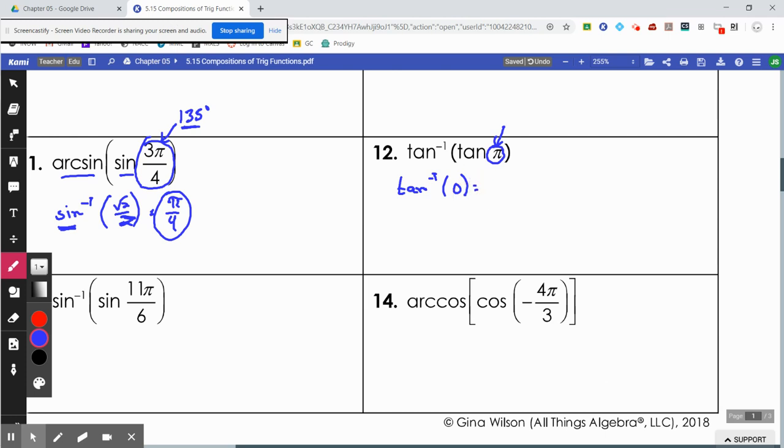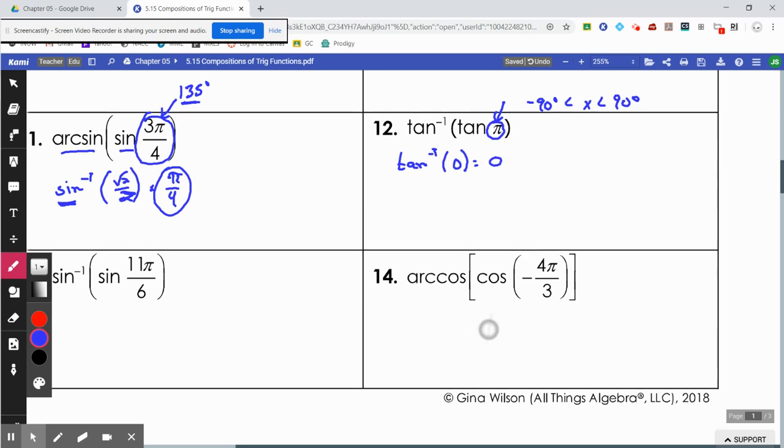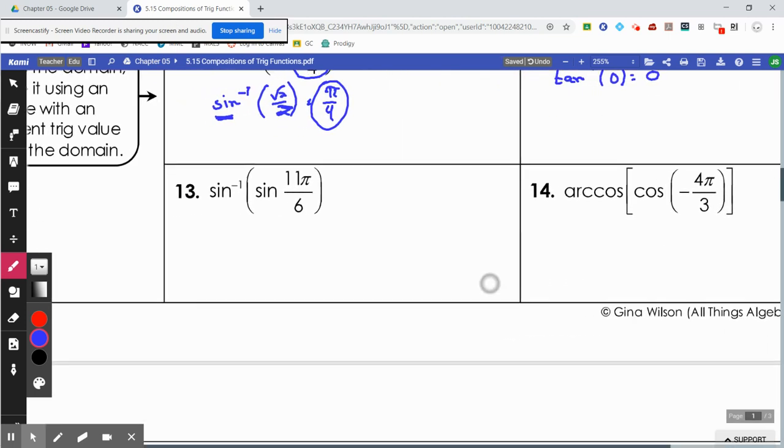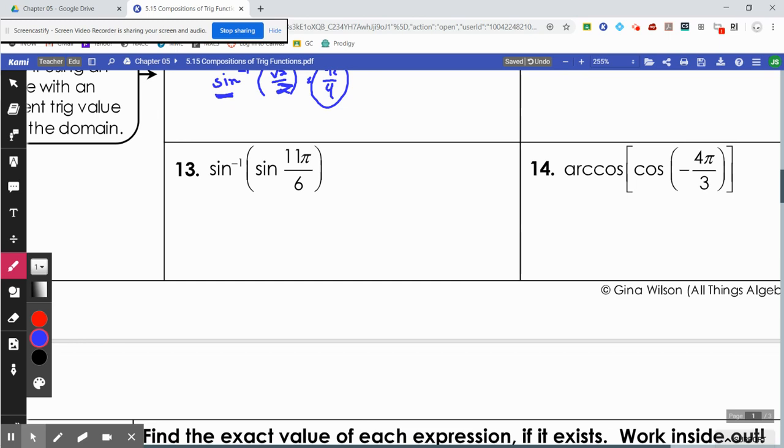So when you do the inverse tangent of that, that's not going to return that same pi back. It's going to give an angle that's between that restricted domain, which was between -90 and +90, or negative pi over 2 and positive pi over 2, which is 0. 0 degrees or 0 radians. The inverse sine of the sine of 11 pi over 6.